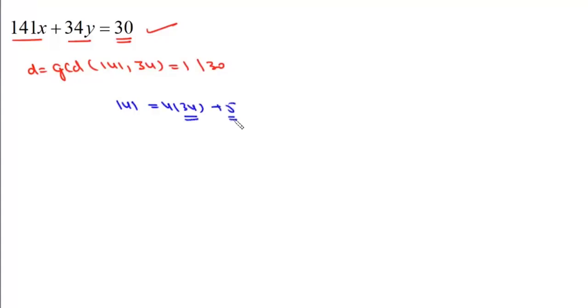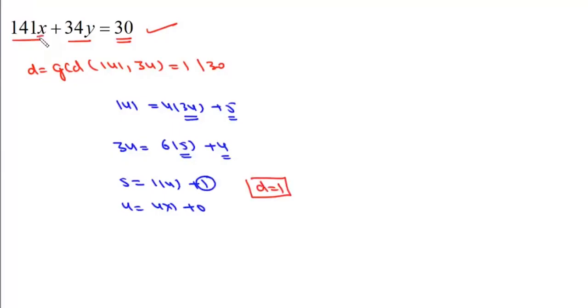Now we'll take 34 and 5. We can write 34 as 6 into 5 plus 4. Now we'll take 5 and 4. We can write 5 equals 1 into 4 plus 1. And then this 4 is 4 into 1 plus 0. So the GCD of these two numbers is 1. Now we need to find x0 and y0.